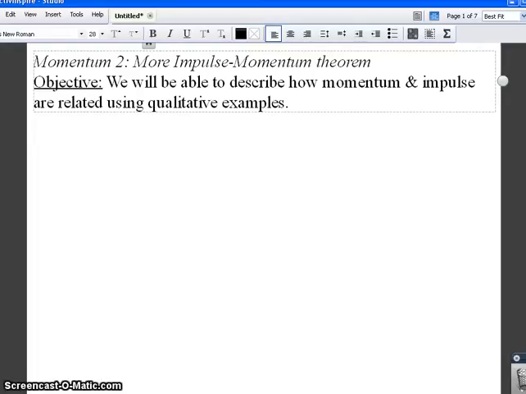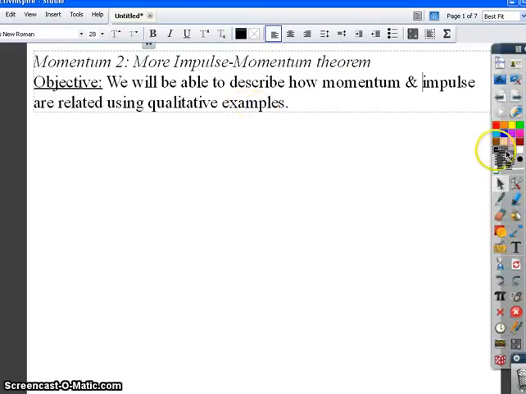Welcome to this lesson on momentum 2, more impulse and momentum theorem. This is going to be more of the same as the last video. We will be able to describe how momentum and impulse are related using qualitative examples. These are more examples of the same stuff. I want to cover the formula one more time, go over a couple graphs, and then give you a couple examples here.